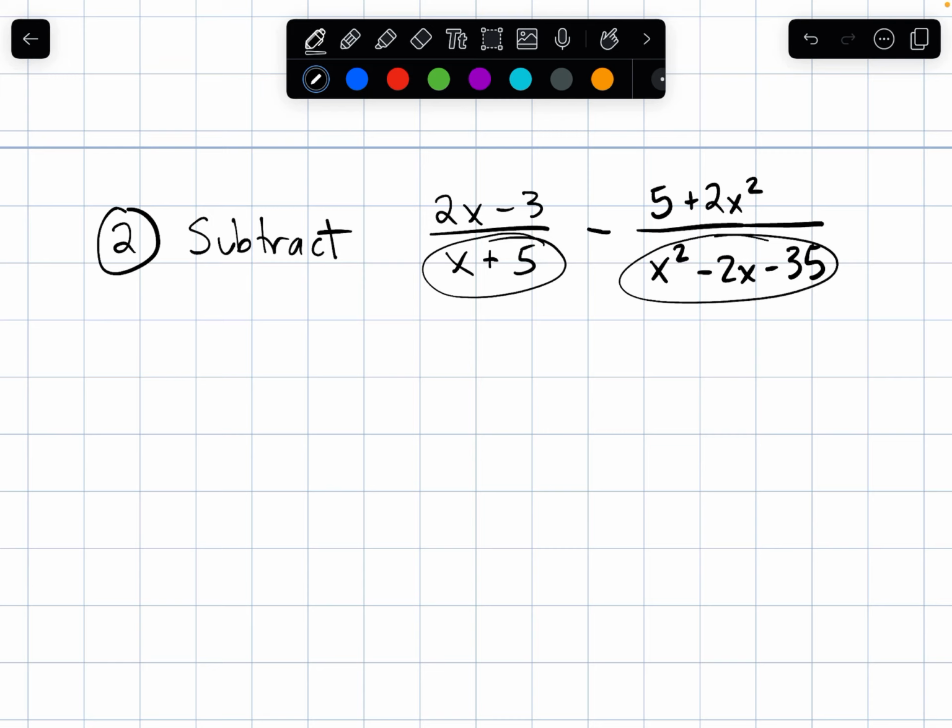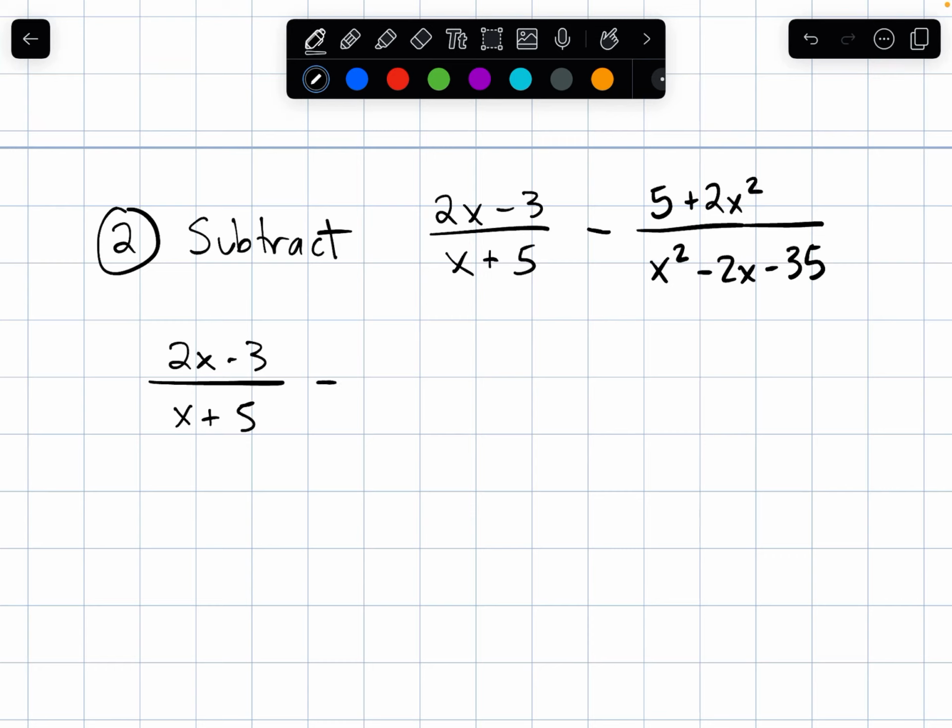And right now, I do not have common denominators. So a good way to see if we can get common denominators is to maybe factor. And this first one is not factorable, so I'm going to leave that one the same: 2x minus 3 over x plus 5. But I want to see if there's a way to factor this denominator.